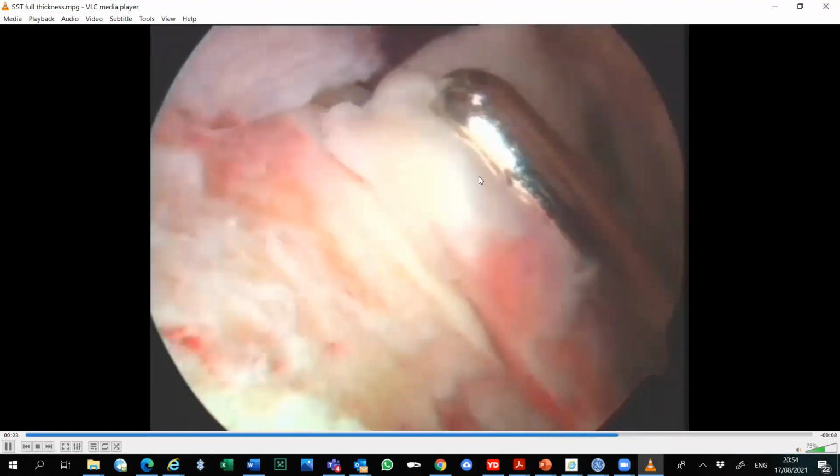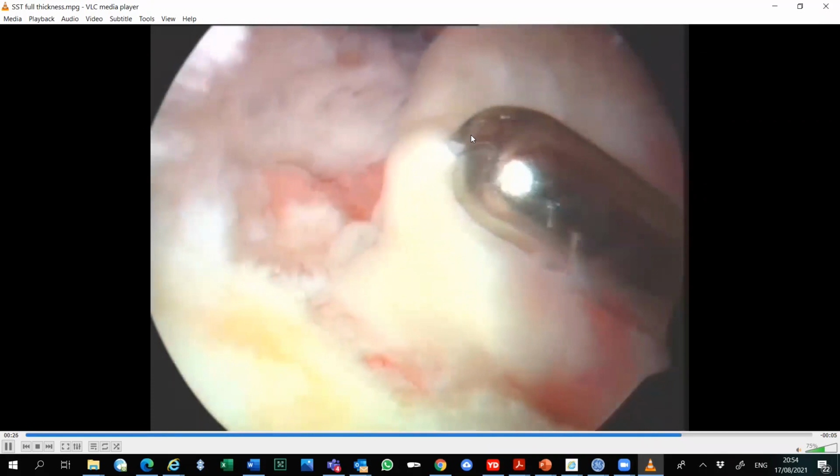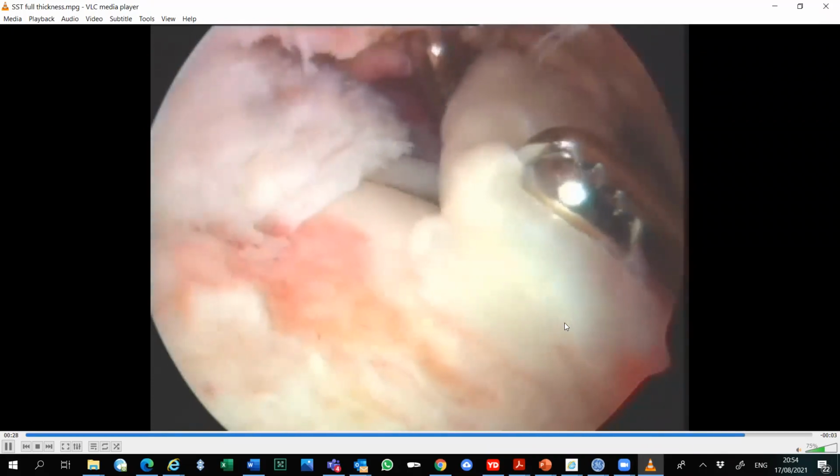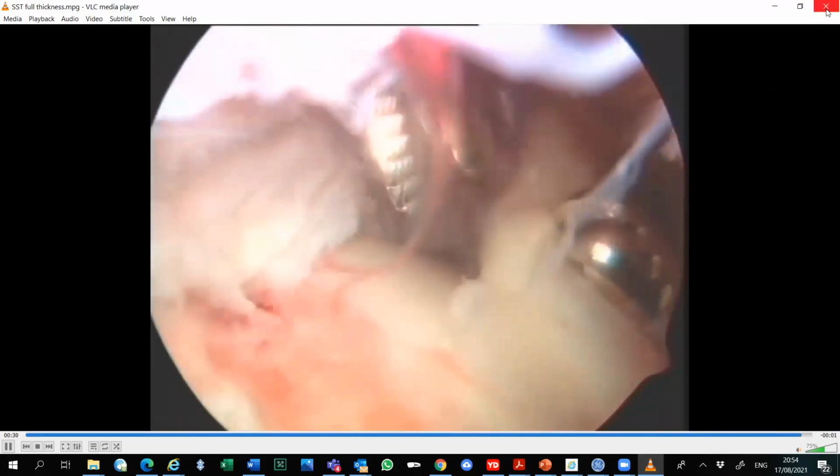This is probably traumatic, but it can't be that traumatic because you look at the rounded edges. So there must be some chronic element to this, the repair.